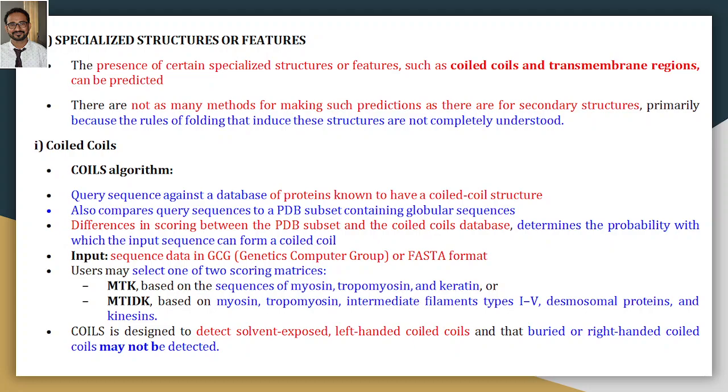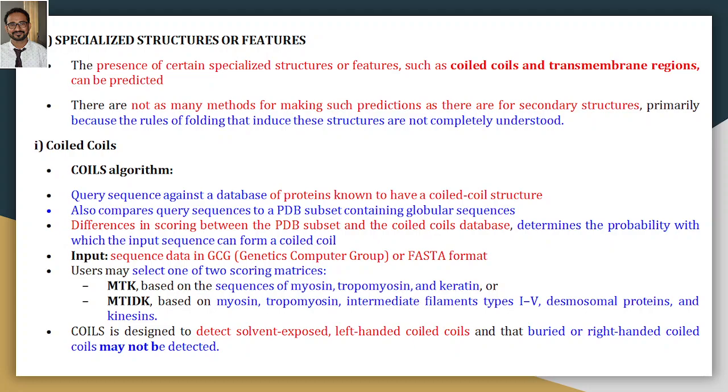For coiled coils, the COILS algorithm is there. It compares the query sequence against a database of proteins known to have coiled-coil structures. Imagine you want to check a query sequence for whether it has a coiled-coil structure or not; there is a chance. It compares the query sequence to a PDB subset containing globular sequences, and then the differences in scoring between the PDB subset and the COILS database, similar to what you did in BLAST, determine the probability with which the input sequence can form a coiled coil.